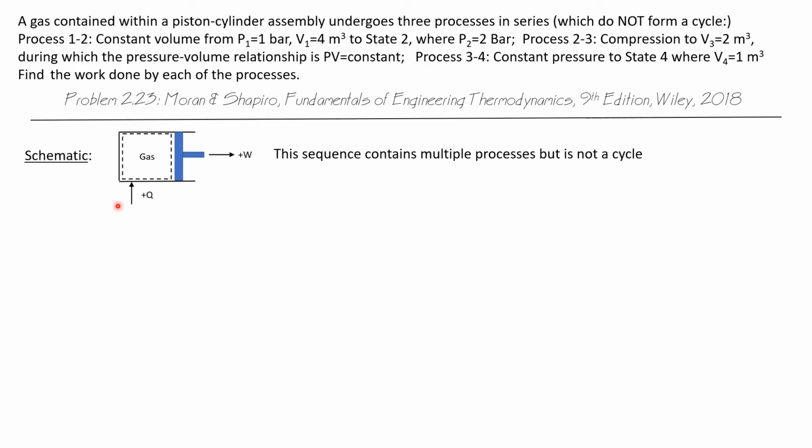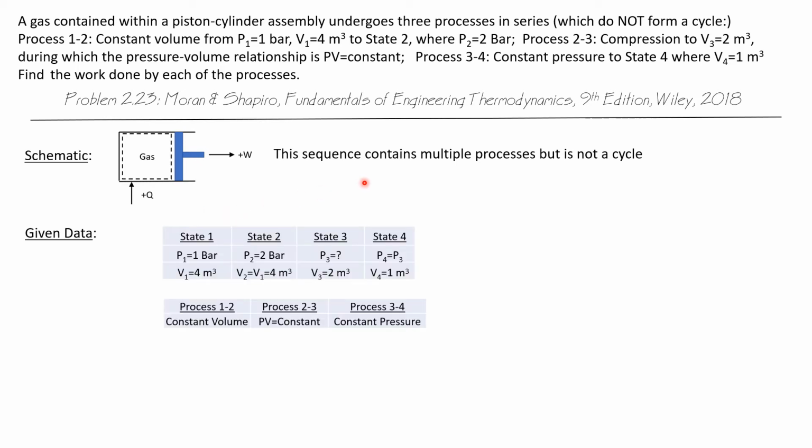Let's start by defining the system in a schematic. We have a piston cylinder assembly containing a gas, and the boundary I've drawn is just around the gas. So the gas is the system, not the cylinder. All right, and we have multiple processes in series. So let's look at what they are.